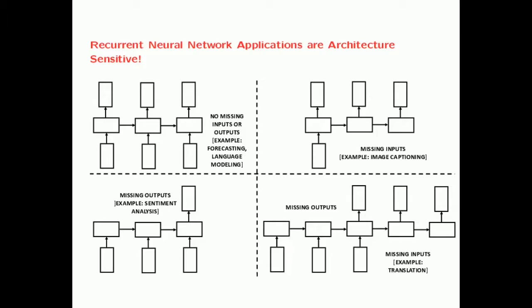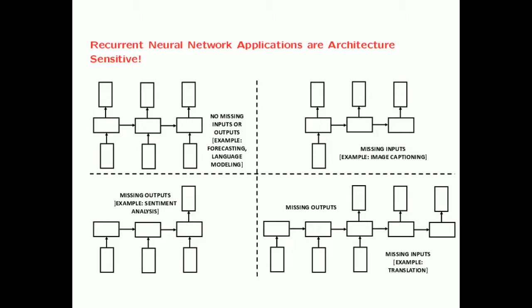Finally, you might have cases where there are both missing inputs and outputs. An example of this is machine translation, where the initial part, which is a sentence in one language, might have missing outputs, while the second part, which outputs the sentence in the other language, might have missing inputs. Note, however, that in machine translation, we are actually putting two recurrent neural networks together.